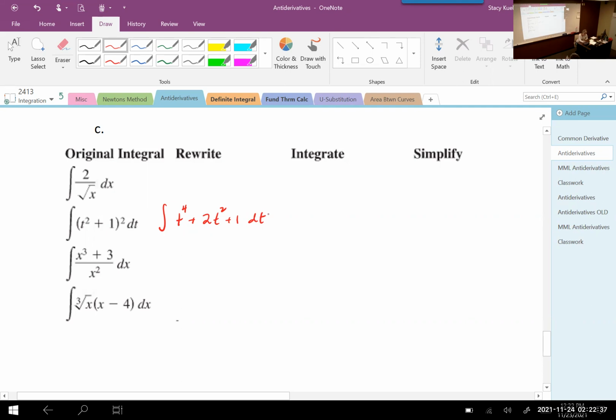Now, if we integrate each of those components, we end up with 1/5 t to the 5th plus 2/3 t cubed plus t plus c. And I don't really have to simplify it any further.